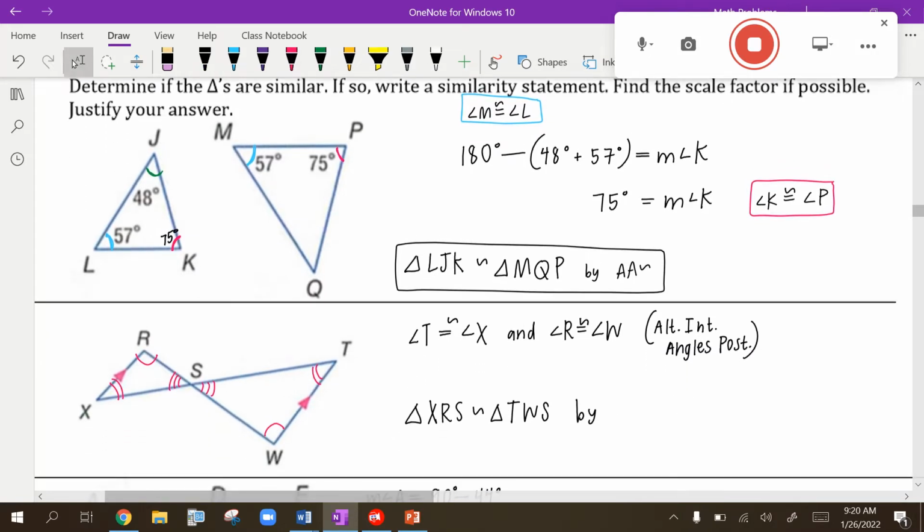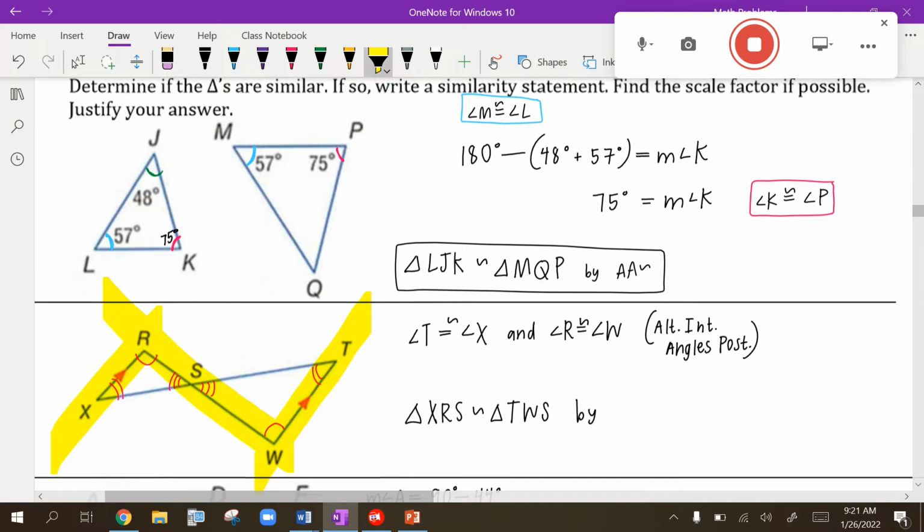Next I come to this one. This one I notice that I have one pair of parallel lines. I know parallel lines will always give me congruent angles. Let's look at this as my transversal first. Using XT as my transversal, I can tell that angle X and angle T have to be congruent because they're alternate interior angles.